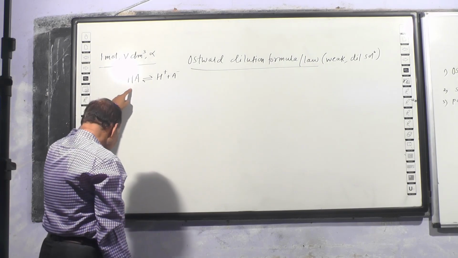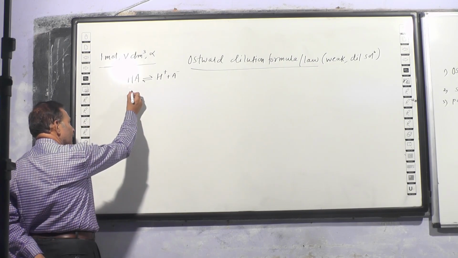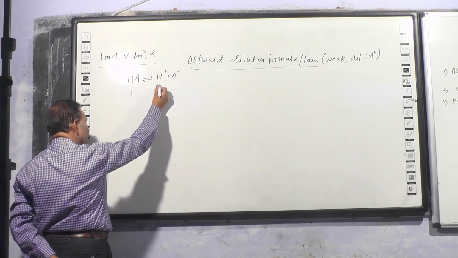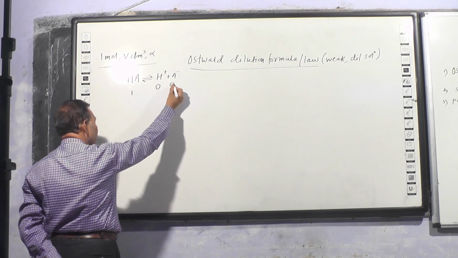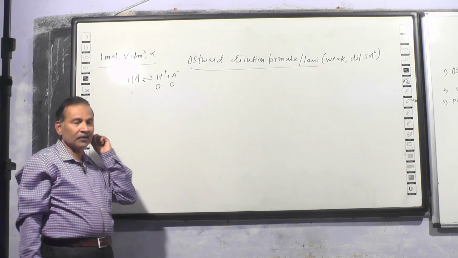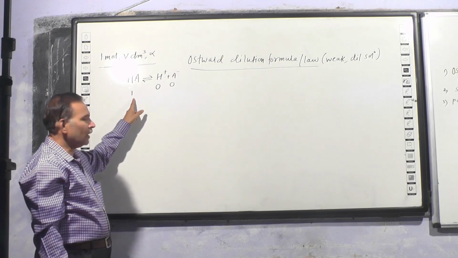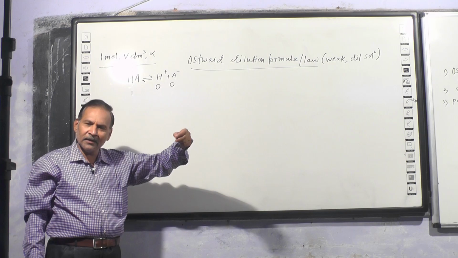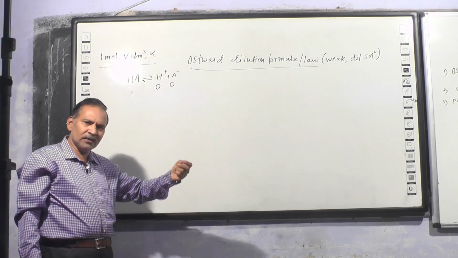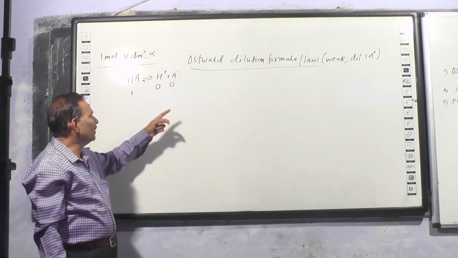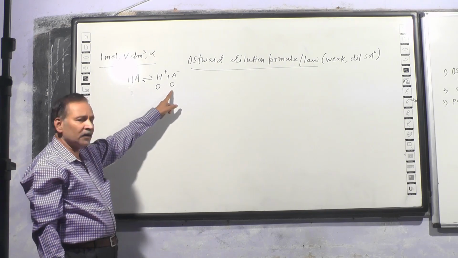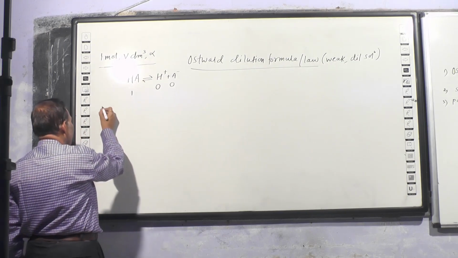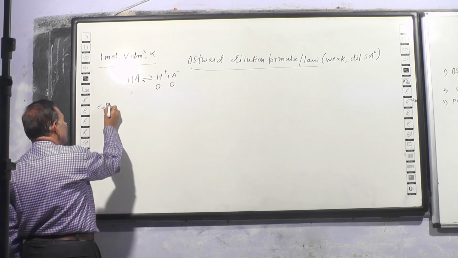So initially if we have taken 1 mole of electrolyte, there is no dissociation of it, and therefore no concentration of H plus ions and no concentration of A minus ions. So we'll write 0, 0 and 1 here. This is the initial condition. As we put 1 mole of electrolyte in the solvent, the dissociation does not start initially, and so no product is formed.